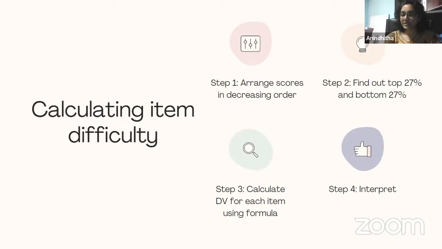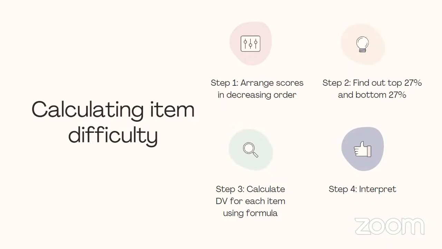Moving on to the third step, we will look at the calculation of the difficulty value using the formulas. The formula is something we'll look into next. Then once we have the values, we will try to interpret them using Abel's theory of interpretation of DV and DI. That's something we'll look at in the upcoming slides. I hope this makes sense. Any doubts in this?